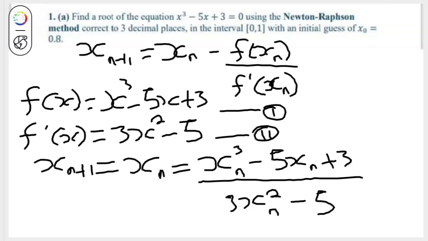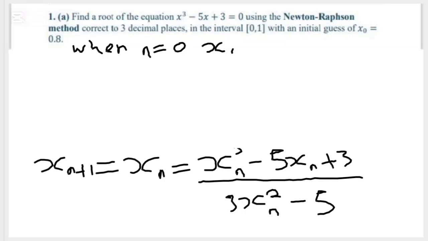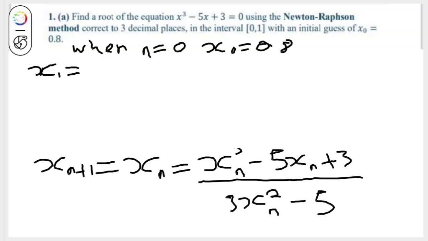So now we are going to perform the iteration. When n is equal to 0, from the question, x naught is the same thing as 0.8. So I'm going to say x, since n is 0, 0 plus 1 is the same thing as 1.